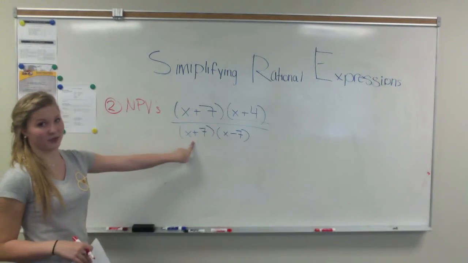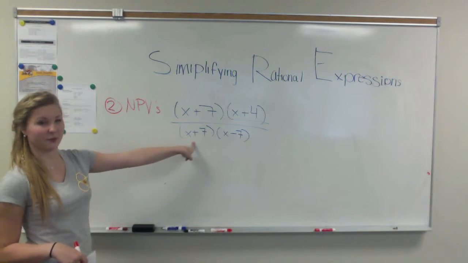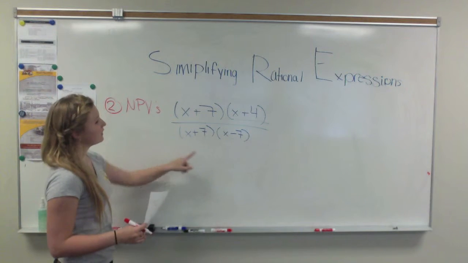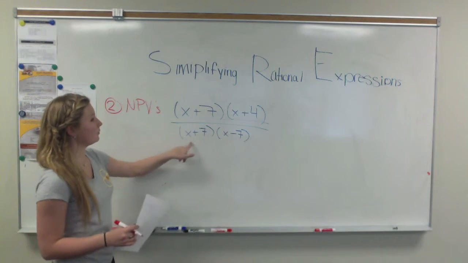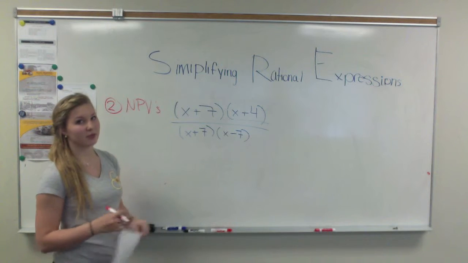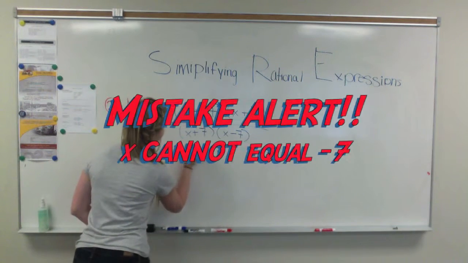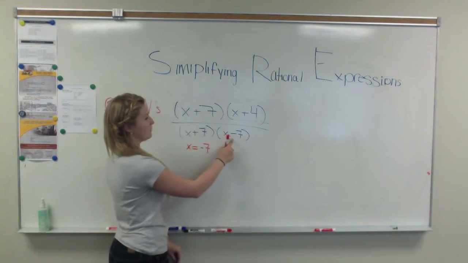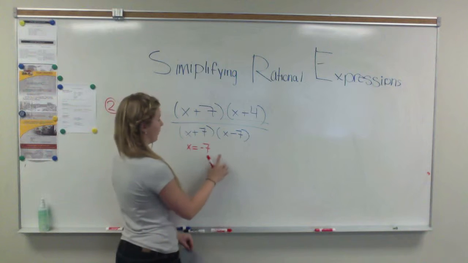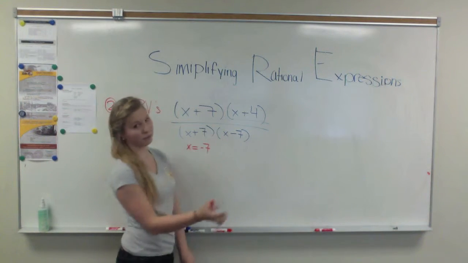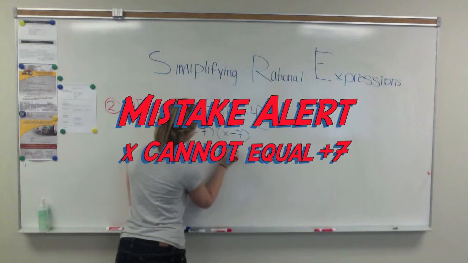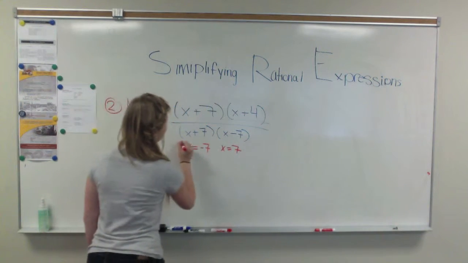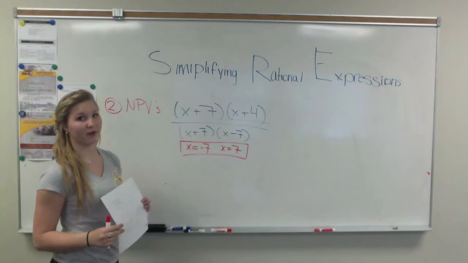This is our factored equation. Now we're on to step 2, which is finding our non-permissible values. To find our non-permissible values, we only look to the denominator. x plus 7. What do you solve into x to make it equal 0? That would be x equals negative 7. Here, x minus 7, what do you sub in so it equals 0? x here equals, as a non-permissible value, positive 7. And those are our non-permissible values.